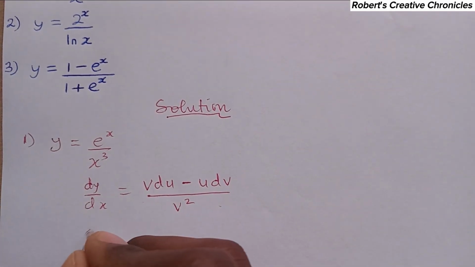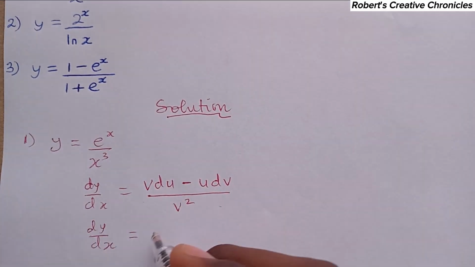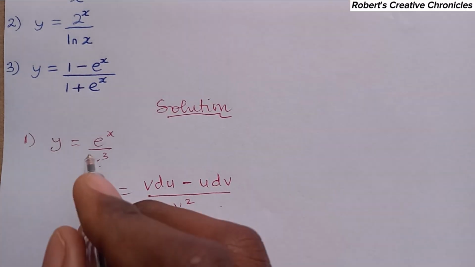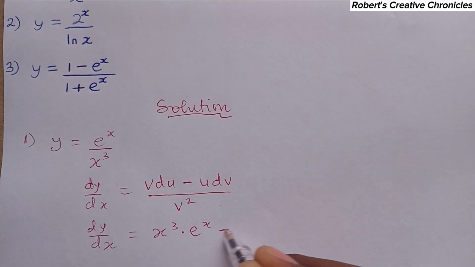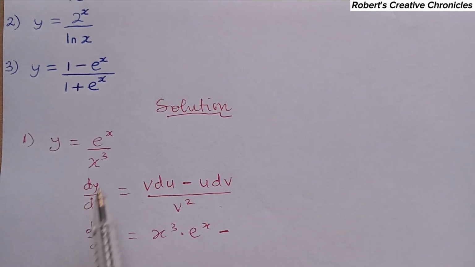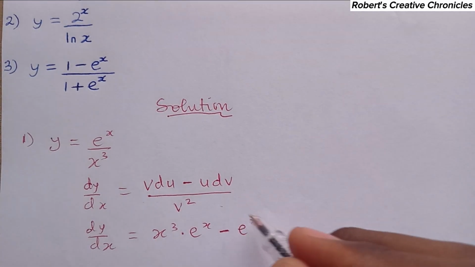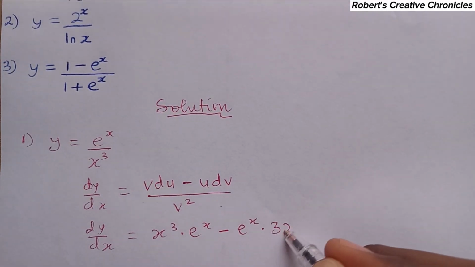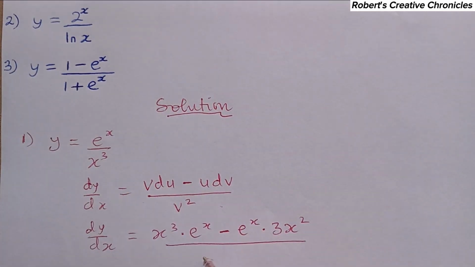Then we will say dy/dx is now v, which is x cubed, times the derivative of u, which is exponential x, minus u, which is exponential x, times the derivative of v, which is 3x squared, over the function v squared, which is x cubed squared.